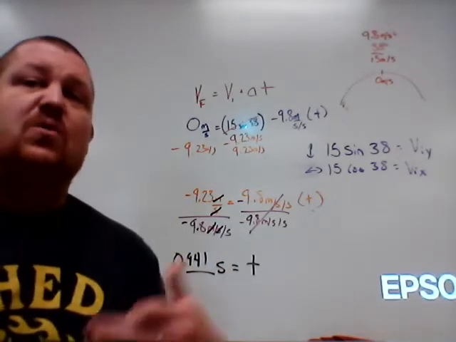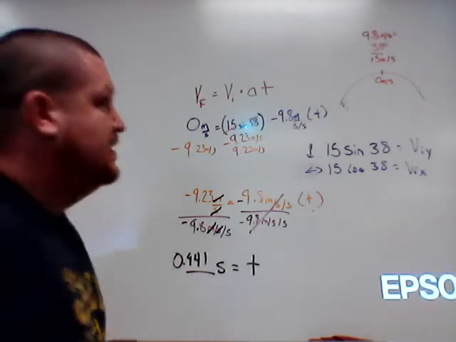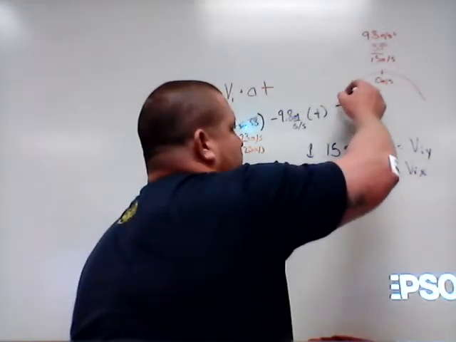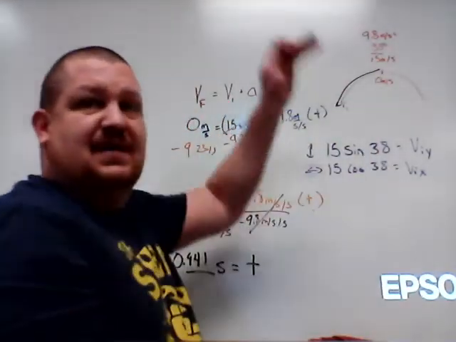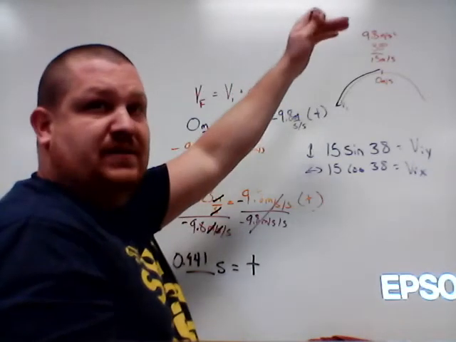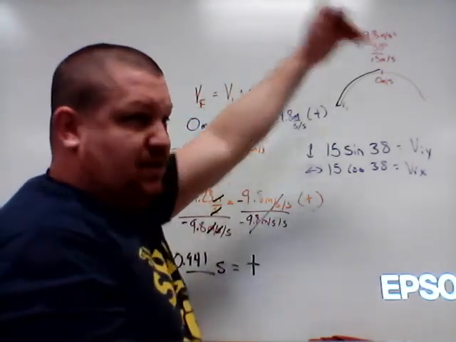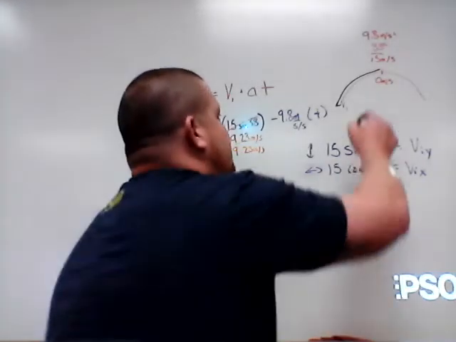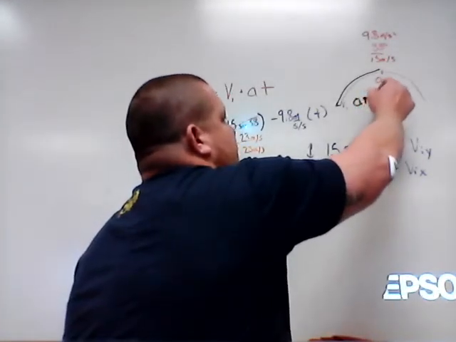Now, that is not the total time. That is not our answer for A. That is how long it took to go from launch to where it stopped at the top of our parabola, the top of our trajectory, and started to go down. So half of our flight time is 0.941 seconds.